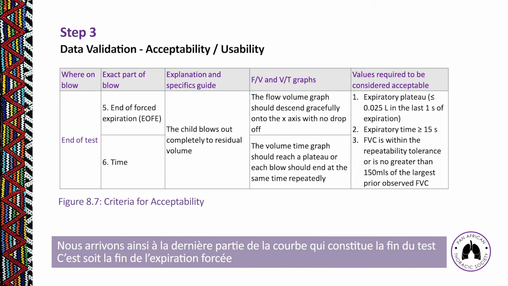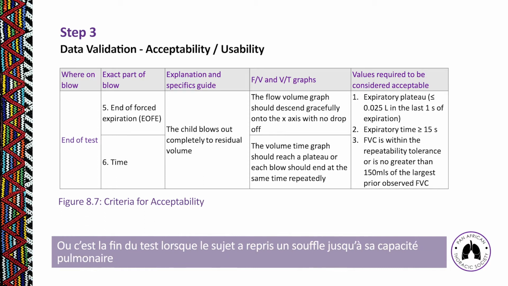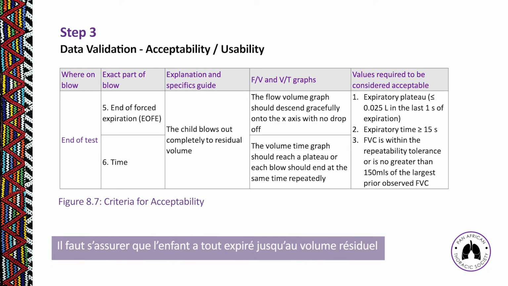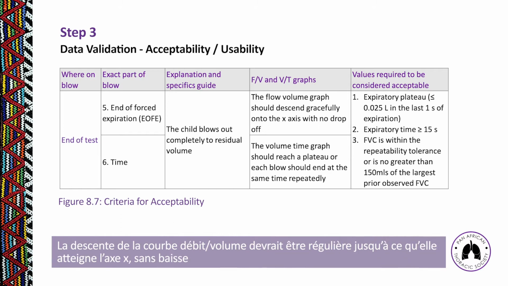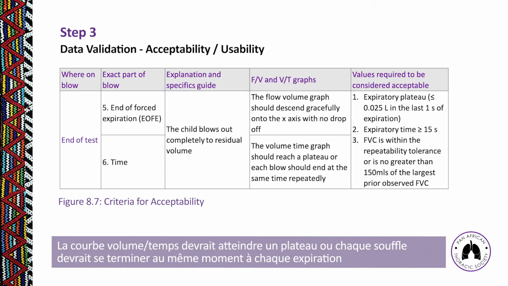And this is either the end of forced expiration or it is the end of the test when the patient has breathed in again to total lung capacity. So when it comes to looking at the end of forced expiration, we want to be sure that the child blew out completely to residual volume. So the flow volume graph should descend gracefully onto the x-axis with no drop-off. The volume time graph should reach a plateau, or each blow should end at exactly the same time on every single blow.